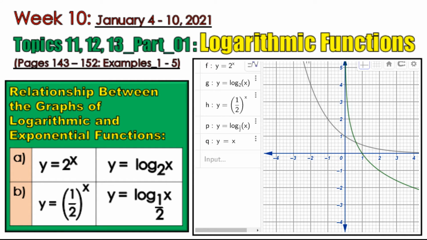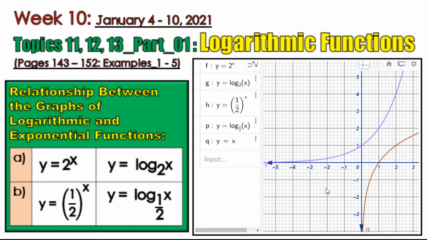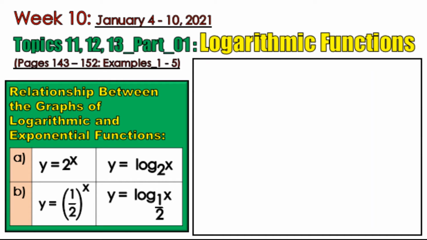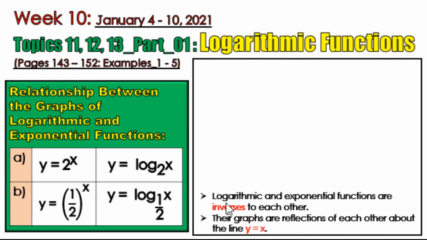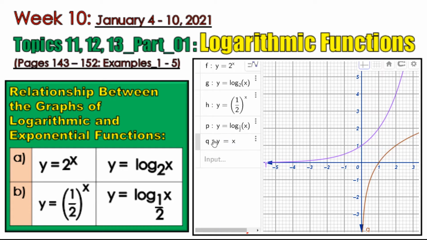Okay, we have the first function, second function, and for our first pair, we have this and this one. So what do you think is the relationship? Remember that logarithmic and exponential functions are inverse to each other, and their graphs are reflections of each other about the line y is equal to x. So again, these two graphs are reflections of each other about the line y is equal to x.